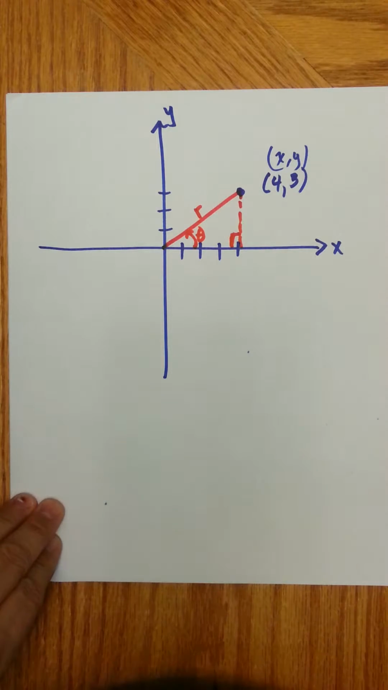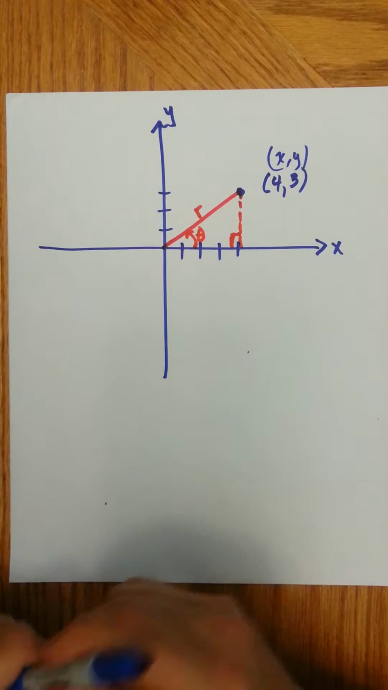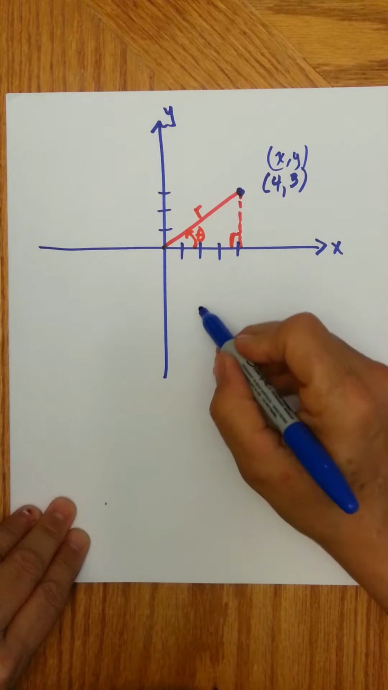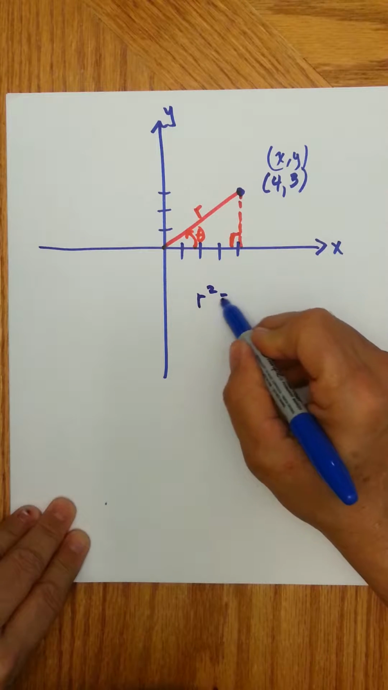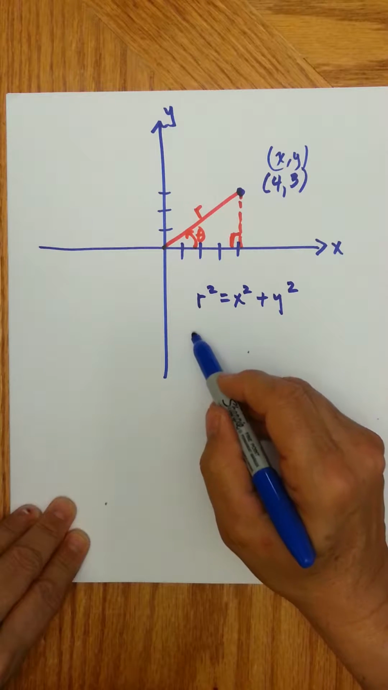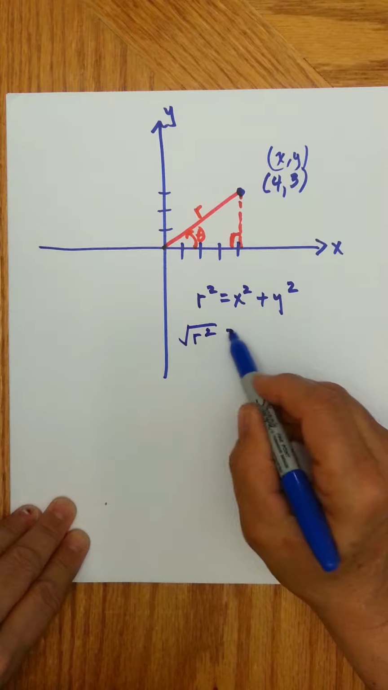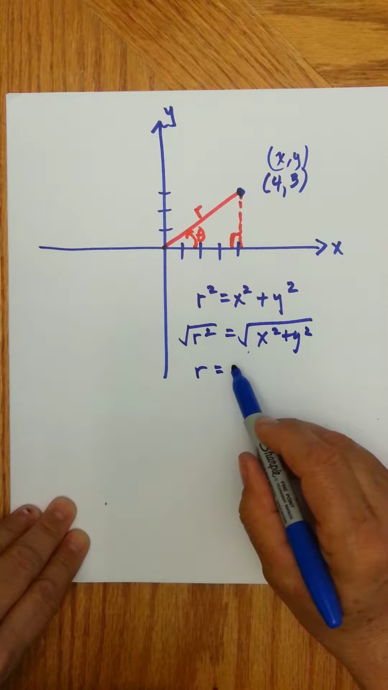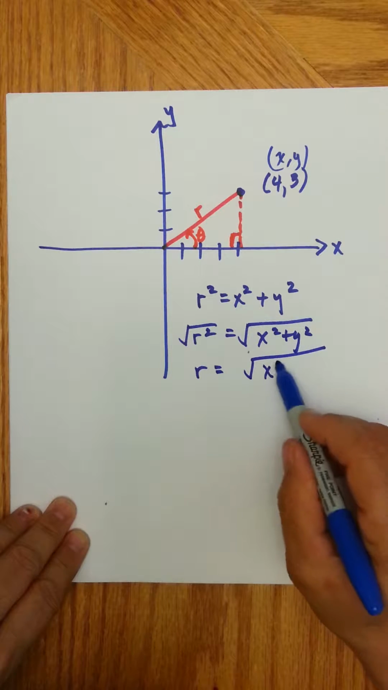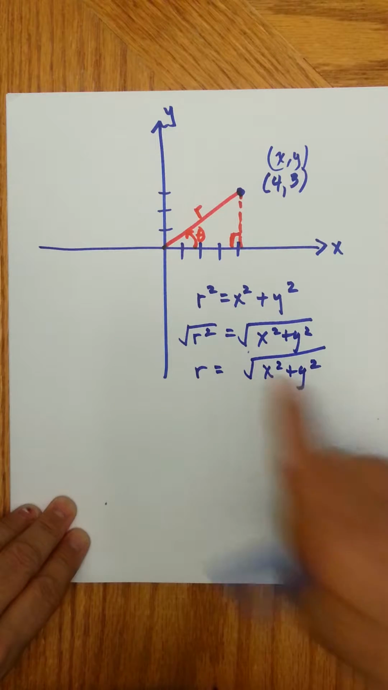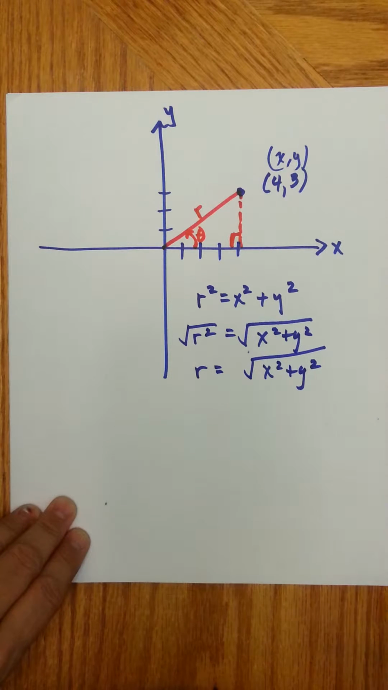All right. So let's take a look then, if we have here 4, 3, what happens? Well, if I want to find r, I can just use the Pythagorean theorem, right? I can say, well, I know that r squared is equal to x squared plus y squared. So now if I just want to find r, I take the square root of both sides, right? So r is technically plus or minus the square root of x squared plus y squared. But r is always going to be positive. So it's the square root of x squared plus y squared.